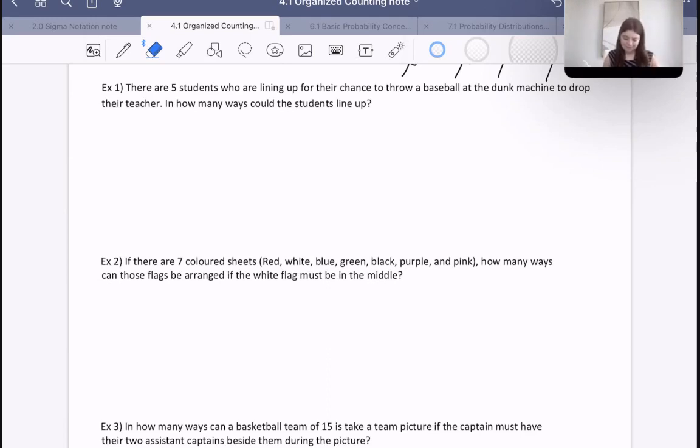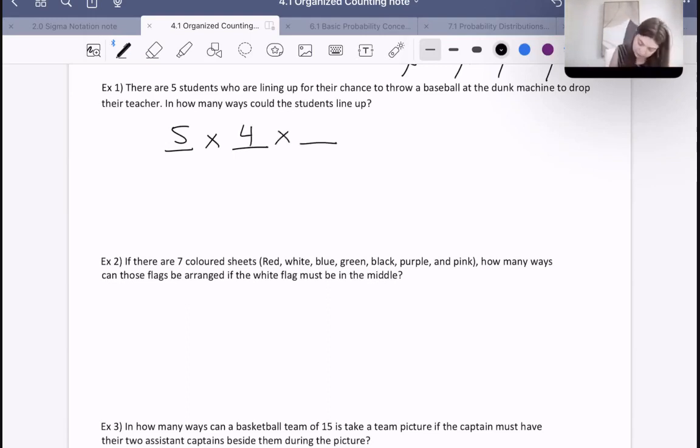But there's 5 different possibilities there for that first student, right? And then anyone who didn't get the first spot probably is rooting for the second spot. So there's 4 of them left. Now the first 2 spots are taken. There's only 3 students left to go in spot 3, and then only 2 students, and then only 1 student, right? So again, this also confirms even more to us that it's 5 factorial is the answer.